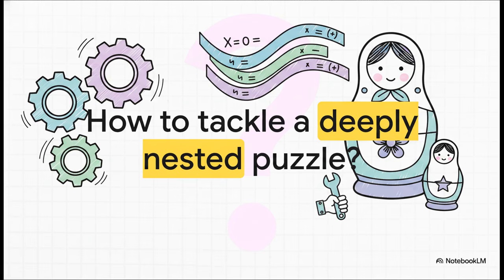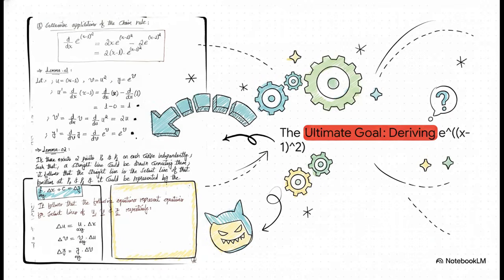And that's all the chain rule really is. It's our trusty instruction manual for safely unstacking those layers to see how the whole shebang fits together. Okay, let's dive into this. Right at the top, inside that red box is our ultimate goal. This is the boss fight I was talking about. We need to derive e to the power of x minus 1, all squared.